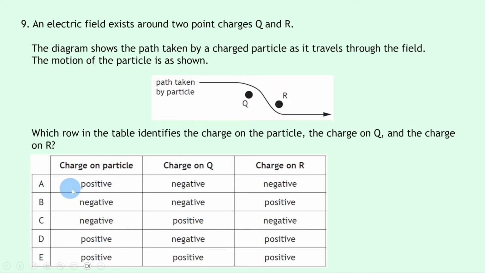And then you'll notice how option A has the charge on the particle being positive, which is opposite to the charge in Q and R, whereas option E has the charge being positive, which is the same as charges Q and R. But remember, positive and negative charges attract, so we must have that the charge on the particle is opposite to that on Q and R. So we cannot have answer E, which means we're left with option A here, so A is our answer.